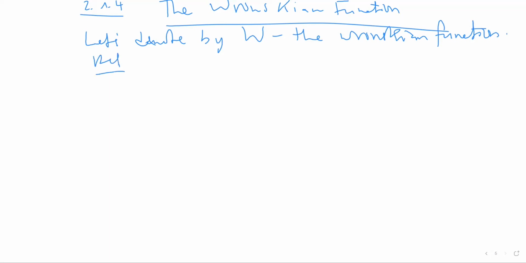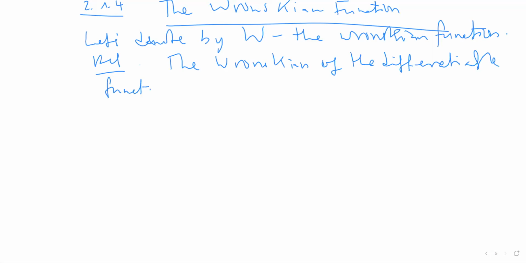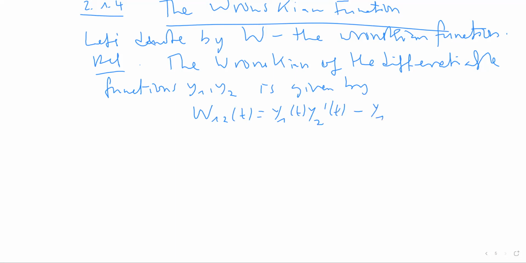So definition: the Wronskian of the differentiable functions y1, y2 is given by W of y1, y2 of t is y1 of t y2 prime of t minus y1 prime of t y2 of t.